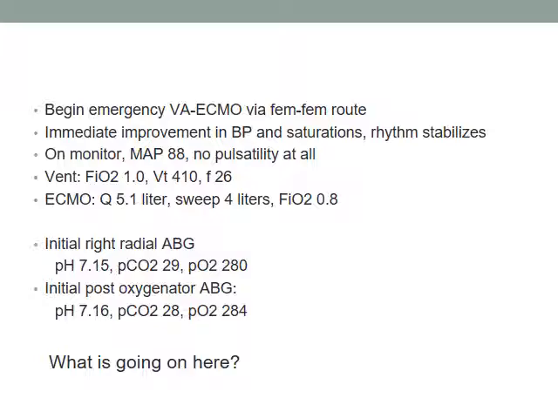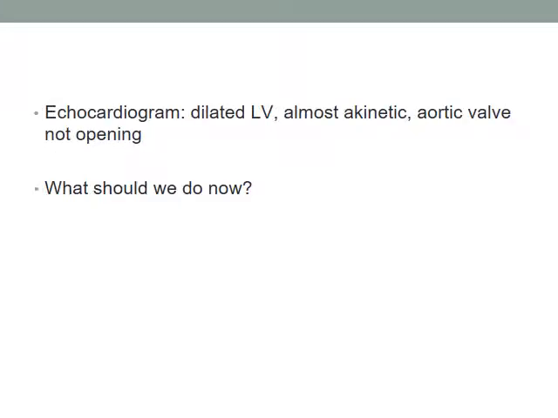So we want to get some pulsatility. How do we make that happen? One person says turn down the flow. The flow is 5.1. What else could we do? Someone said inotropes. That's a possibility to try to make the heart beat stronger. I'm going to bet he's already on that. Pace. Pacing isn't the issue. We have electrical activity, the rhythm is stable, so pacing won't help.